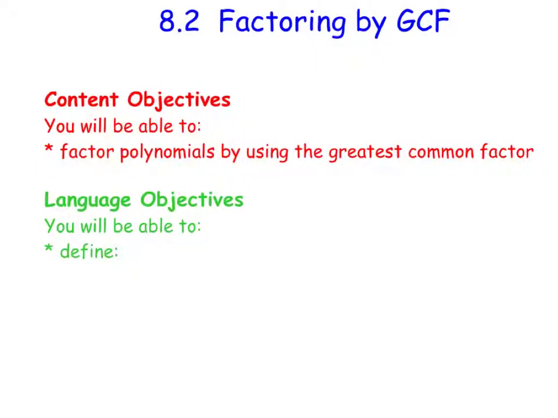Hello everybody, we're going to go on to lesson 2 in our factoring unit, chapter 8. In the first lesson we just talked about how to find the greatest common factor. Now we're going to do something called factoring, where it's kind of like the distributive property backwards. So you'll be able to factor polynomials by using the greatest common factor. And we don't have any language objectives.